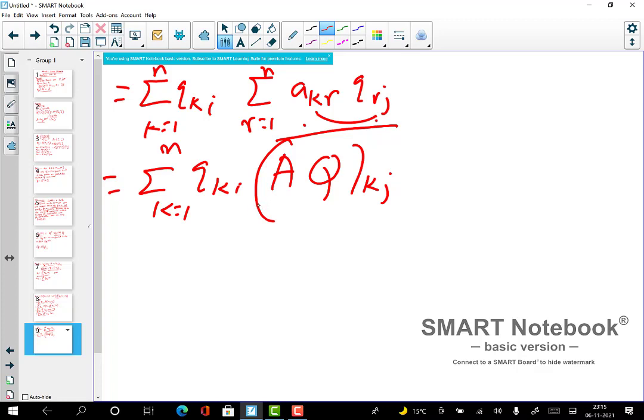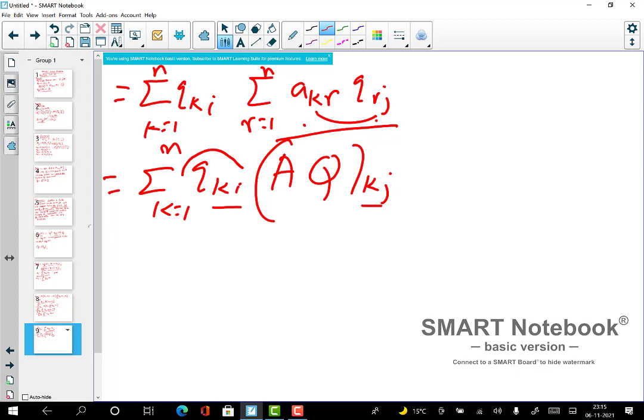So there is one more thing. Yes, so this is KI and this is KJ, but when I need to take the product, I need IK instead of KI, right? If I have IK, then I can have IK and KJ into IJ, right?